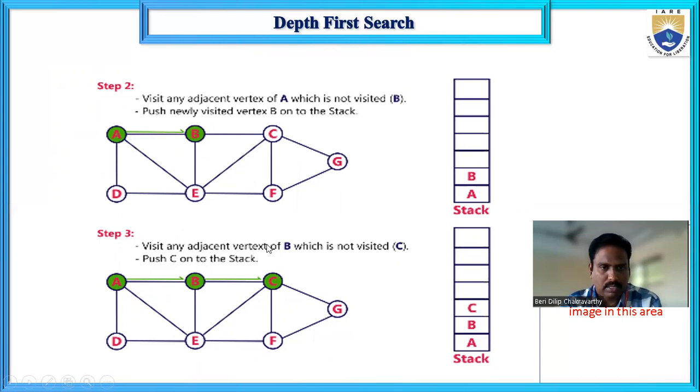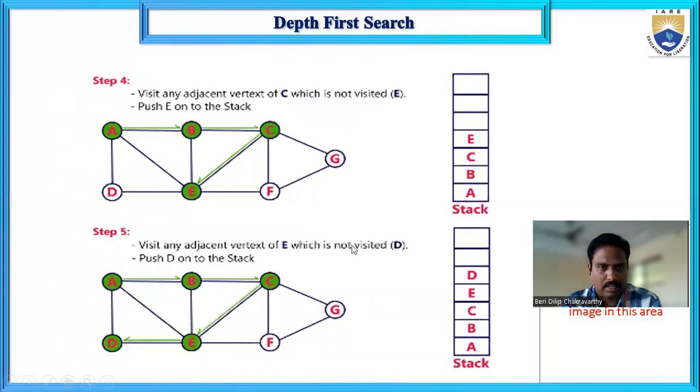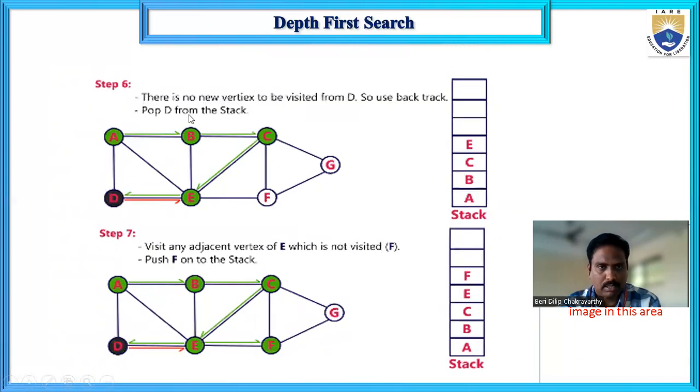Then we visit any adjacent vertex of B, and I'm adding C to the stack. From C, I'm going to visit E. From E, I can visit my adjacent vertices, either D or F. Here I'm going to consider D. After reaching D, there is no vertex to visit, since I have already visited A and E.